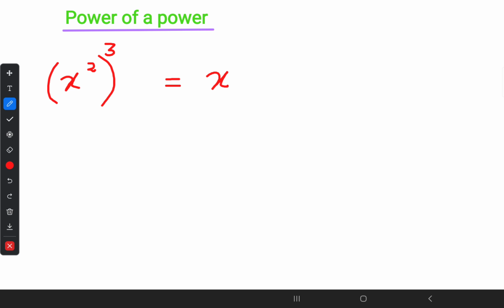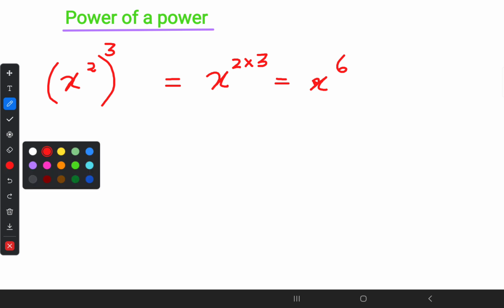In this case, to find the final answer, you should multiply both powers, so x with the power of 6. This would be the final answer. Here you cannot add 2 plus 3 as 5, because you can do that only in base multiplication. This is a power of a power, it has a power that has another power. In those cases you should multiply. That is the only way.